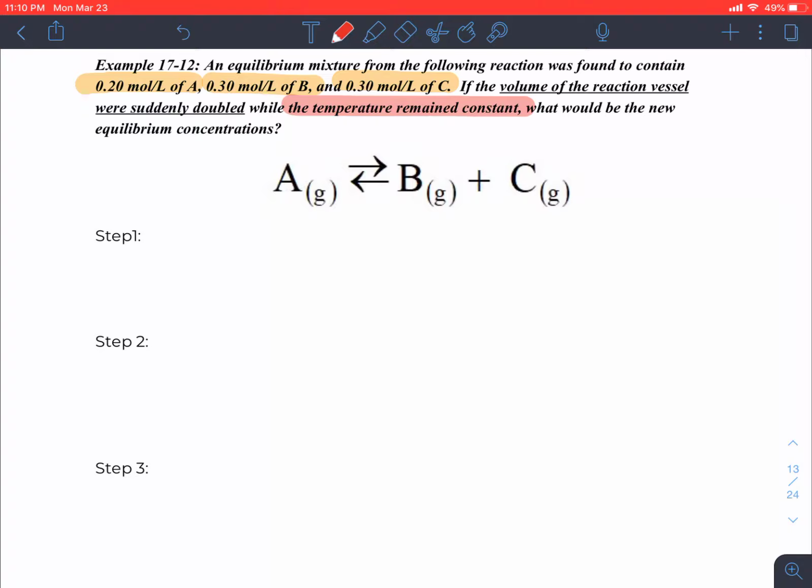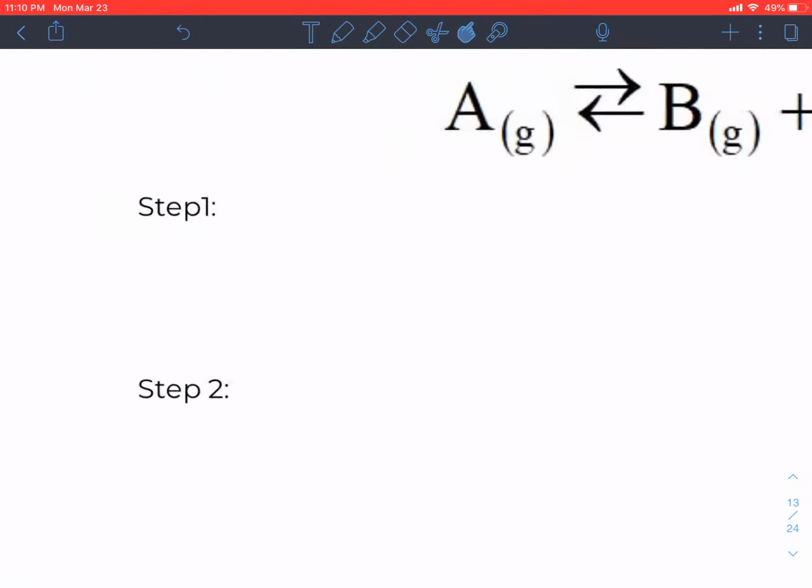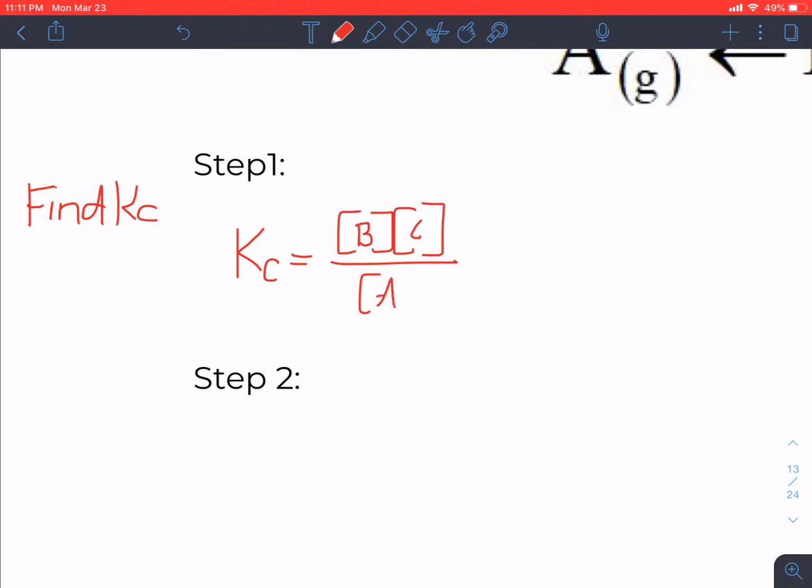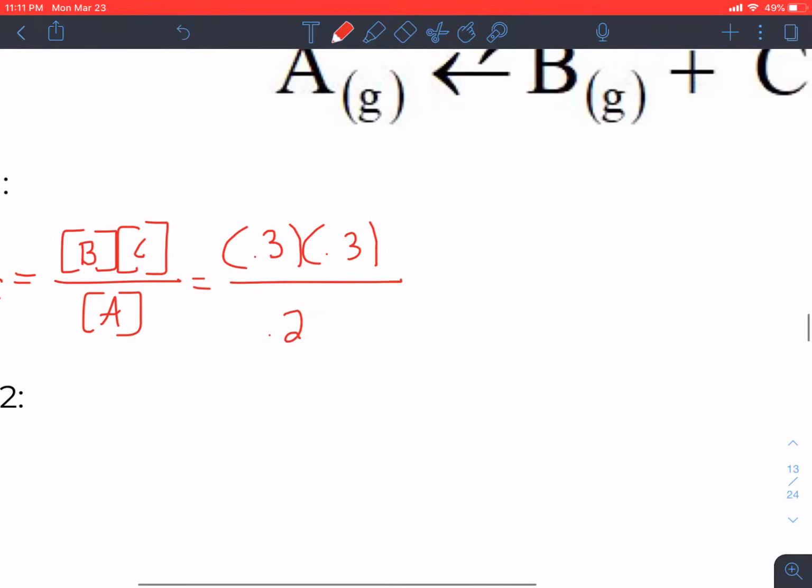The steps that you're going to do here, there are three basic steps. I don't know if you'd really call them basic, but we're going to say they're basic. The first one is to find out what your Kc value is. Remember, in this particular one, Kc is going to be the concentration of B, concentration of C over concentration of A. And we can plug in our values straight from the problem. 0.3 divided by 0.2. And what we get is a Kc value of 0.45. Okay, so that's step one.